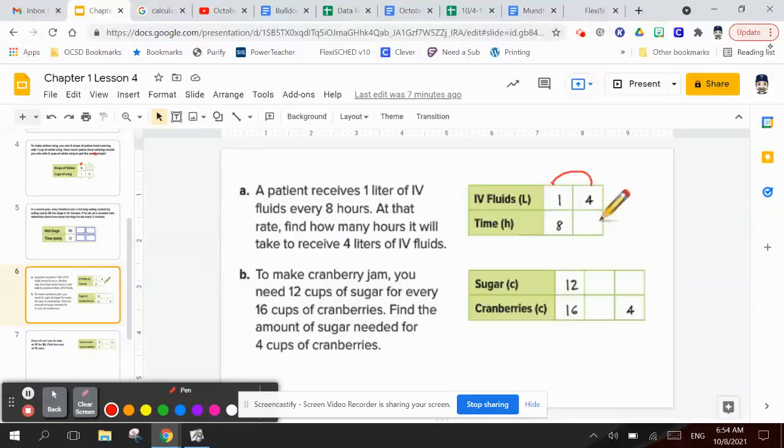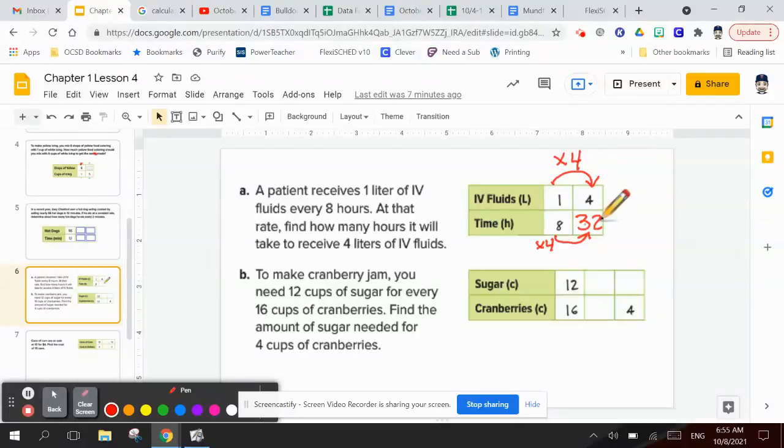So let's look at our two numbers. What can I multiply? My numbers are getting larger. So what can I multiply by 1 to get 4? Right, that would be 4. So whatever I do to my top number, I have to do the same thing to my bottom. So I'm going to multiply 8 times 4. If I know my facts, that's 8, 16, 24, 32. Same ratio because we multiplied by the same number.